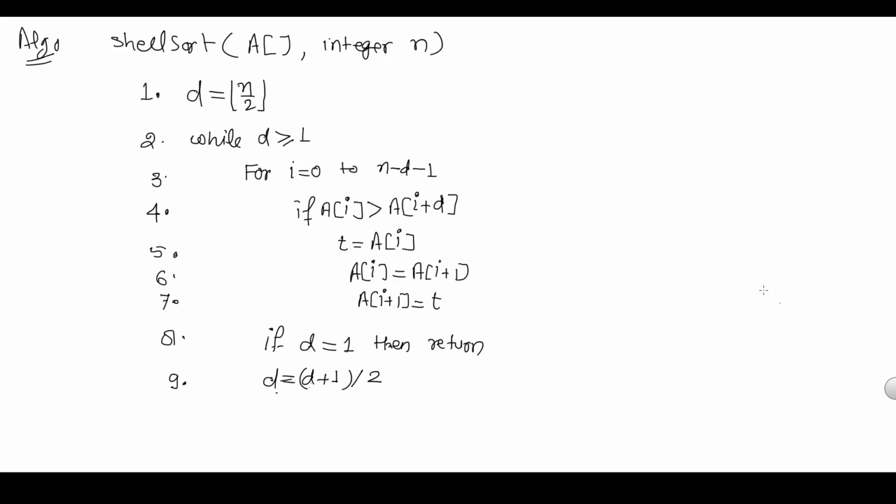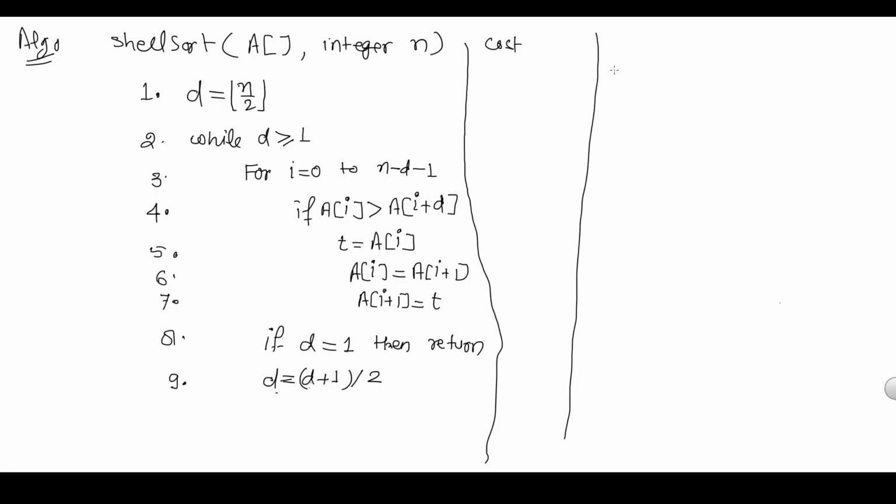Now we can calculate the complexity of this algorithm. Here we will write the cost of execution of each statement, and here we will write the number of times each statement is executing. Suppose the cost of this is C1, this is C2, C3, C4, C5, C6, C7, C8 and C9.